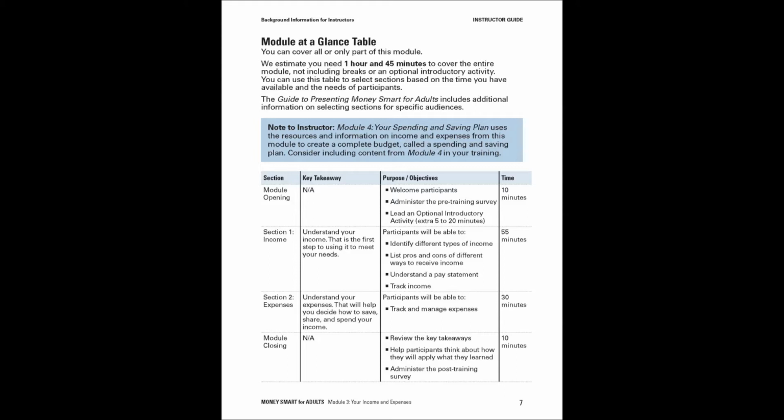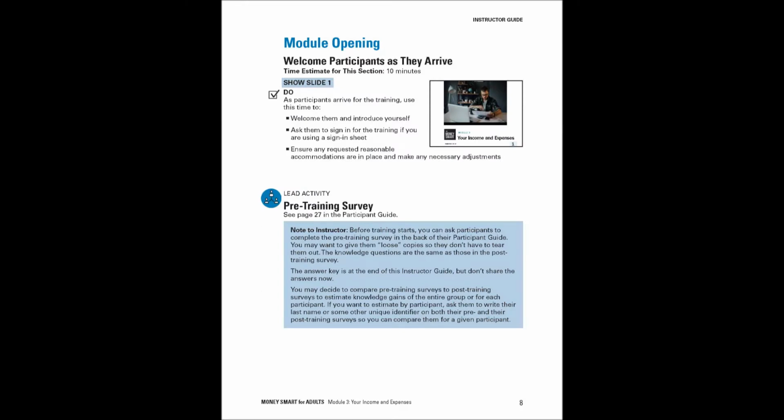So you want to think about how you can bring pieces of the content from Module 4 into Module 3 to help participants have a familiarity when you get to that section, because you're going to pull from Module 3 to use information for Module 4. Please refer to the Guide to Presenting Money Smart for Adults, which includes additional information on selecting sections for specific audiences so you can further customize your training. Now, the module at a glance table lists the sections, the key takeaways, the purpose, objectives, and the time estimates all laid out here for you.